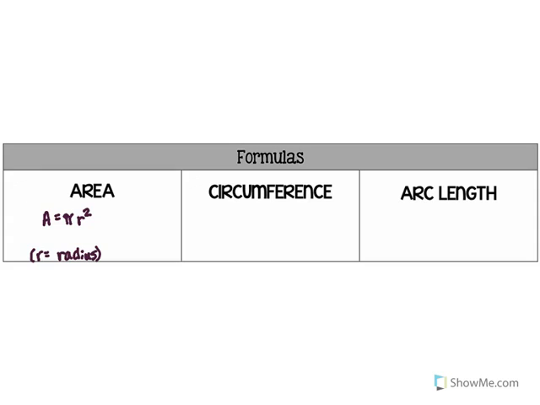But just a reminder, the circumference is 2 pi r. Remember that r is your radius. Or you can do circumference equals pi times diameter. D is diameter.